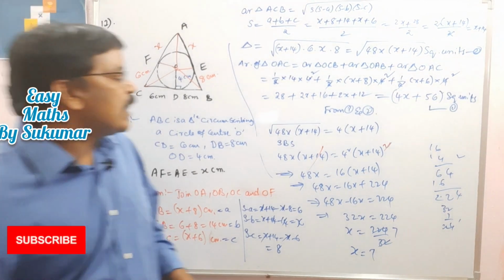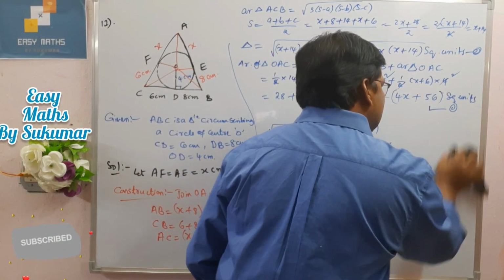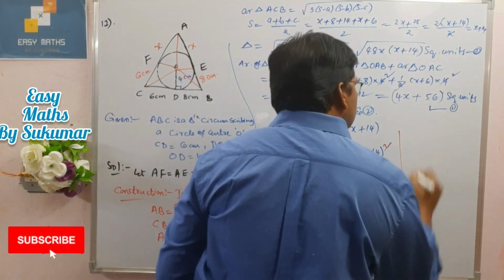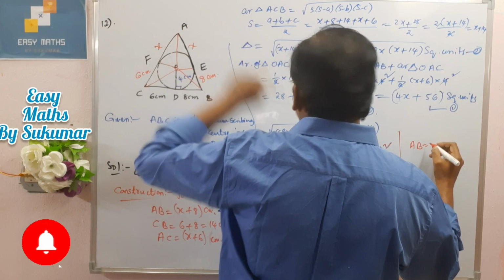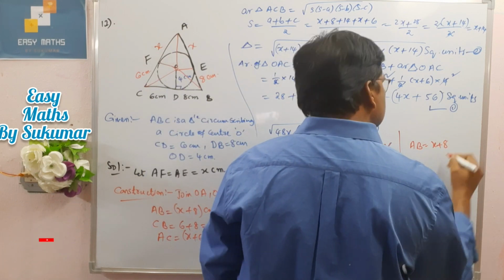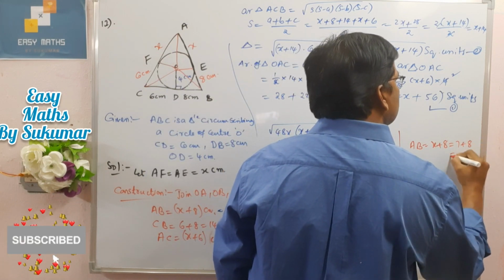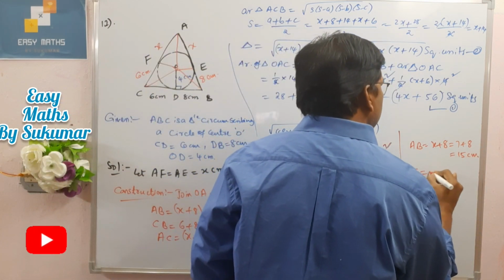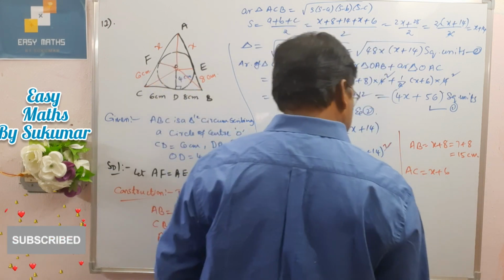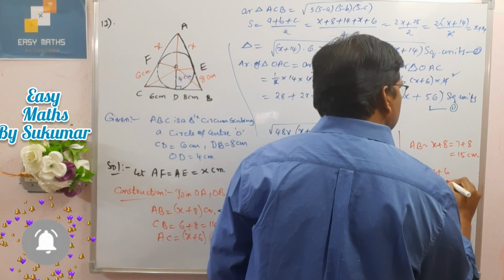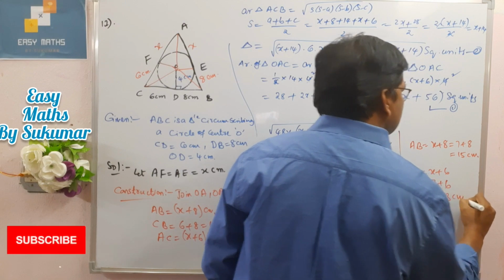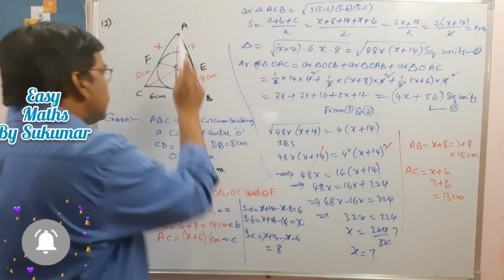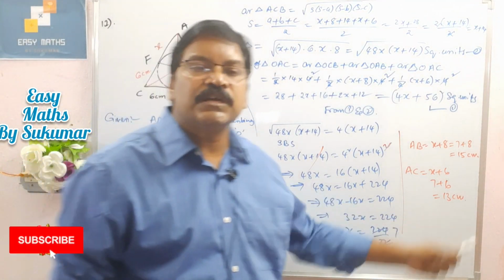That means actually we have to find the lengths of the sides here, AB and AC. So here the AB is x plus 8, that means 7 plus 8, it is equal to 15 centimeters. Similarly, this AC is equal to x plus 6, that means 7 plus 6, it is equal to 13 centimeters. Therefore, the length of the side AB is 15 centimeters and the length of the side AC is 13 centimeters.